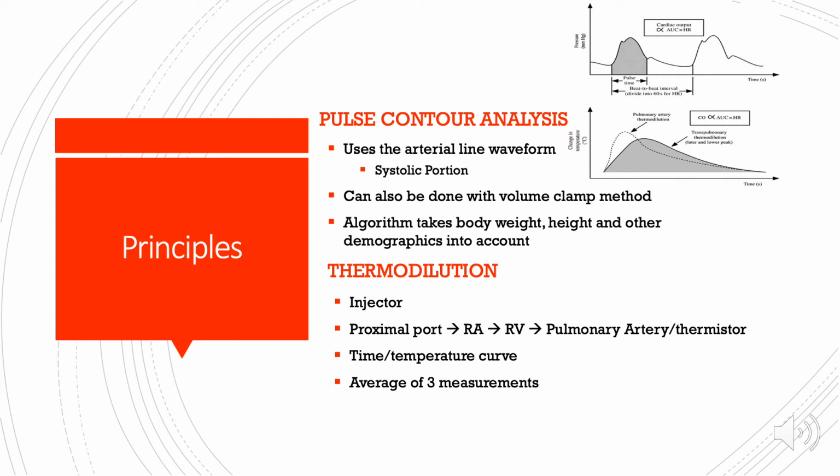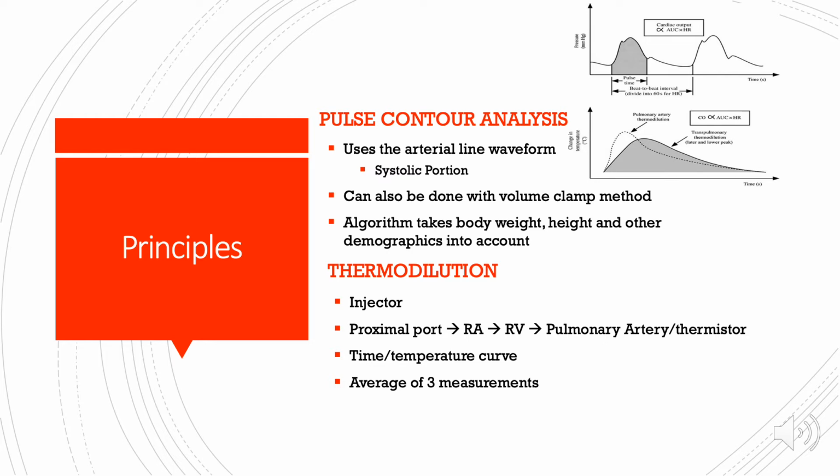So just the principles and a little bit of how they work. Pulse contour analysis, like I said, uses the arterial line waveform, specifically the systolic portion. And it evaluates the area under the curve to determine what the cardiac output would be at each point of the cardiac cycle on the monitor, and takes into account the demographics of the patient to calculate cardiac output.